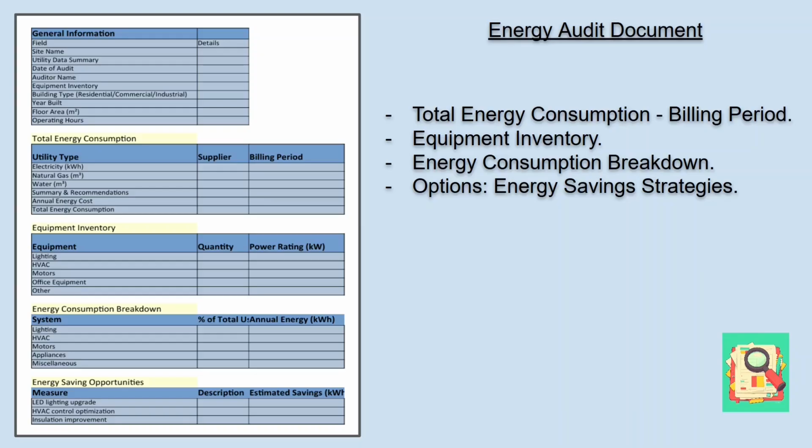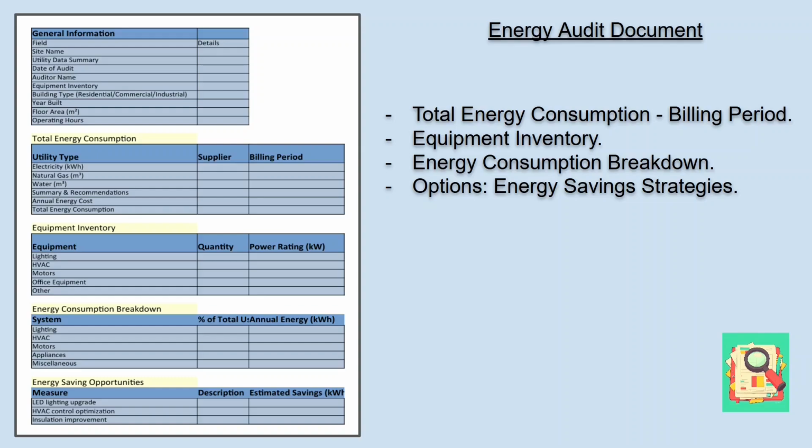This right here is a template of the energy audit. It includes, or should include, total energy consumption for a billing period. The more accurate the information, for instance for a bi-weekly or weekly or monthly billing period, the more accurately we can size the solar panel system. It will include equipment inventory, so devices and appliances that are being used in a house or a building, be it either commercial or residential.